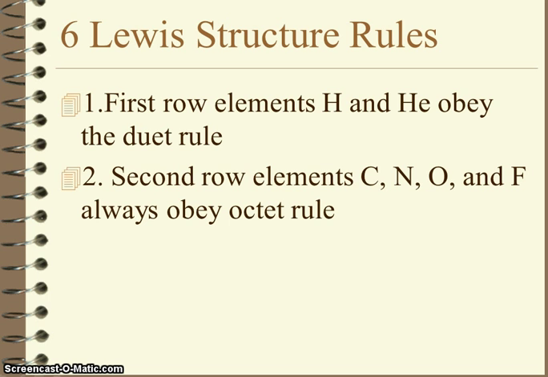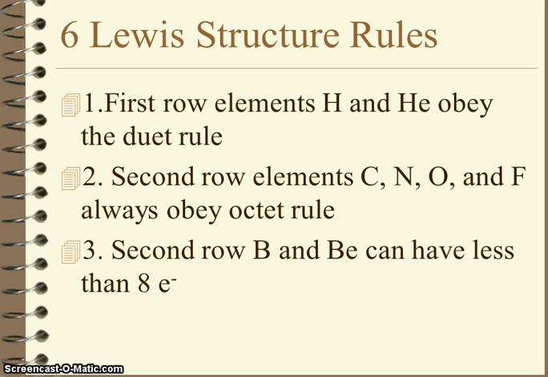Our second rule deals with the second period on the periodic table. Carbon, nitrogen, oxygen, and fluorine will always obey the octet rule, meaning they have 8 valence electrons in a structure in order to be stable. In our second period, boron and beryllium are exceptions to the octet rule. They can be stable with less than 8 valence electrons.